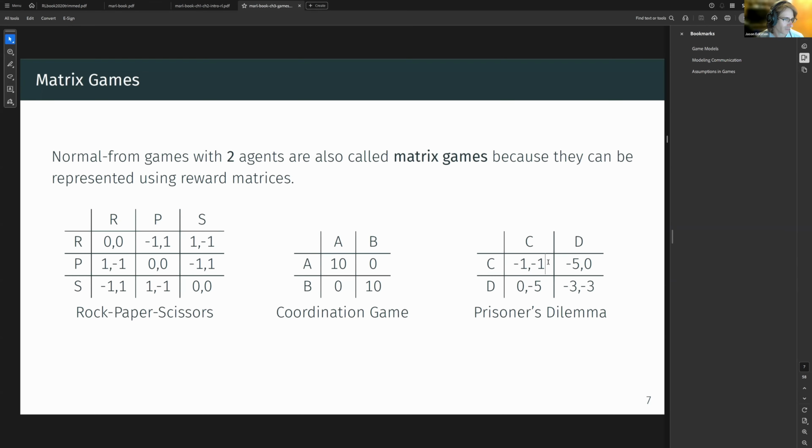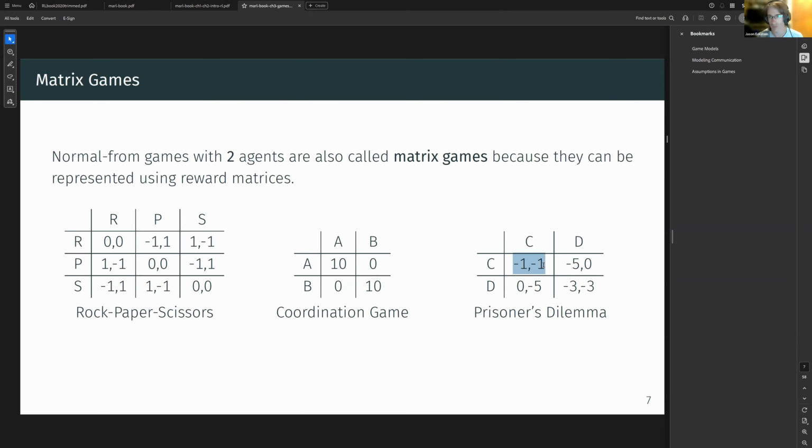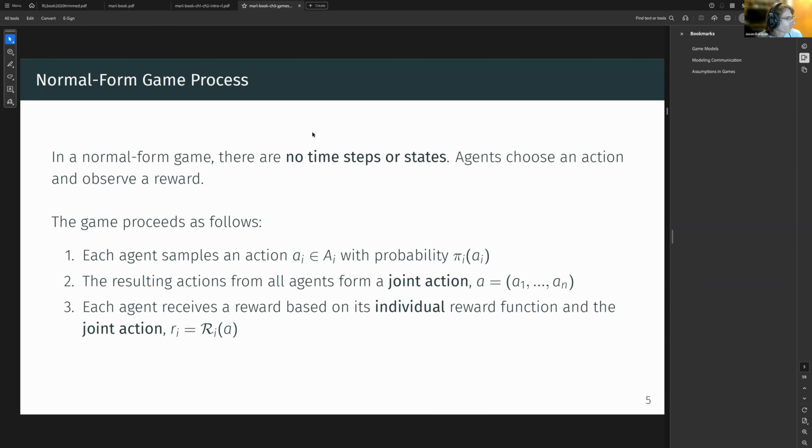And then the prisoner's dilemma is an example of a general sum game where we can see that in this case the reward sum is -2, but in this case it's -6, and in this case it's -5. So all of the different joint actions have different reward sums. So this is not a clear cut case like these are. Are there any questions about these normal game definitions? Right, that's what we said, these are normal form games.